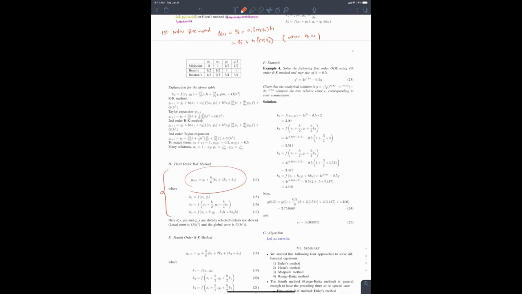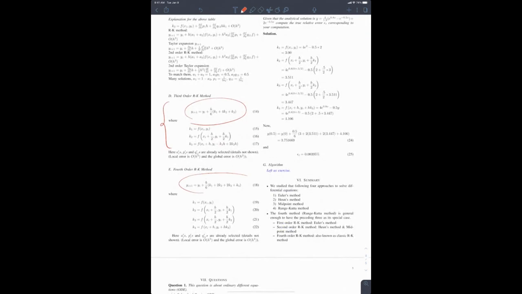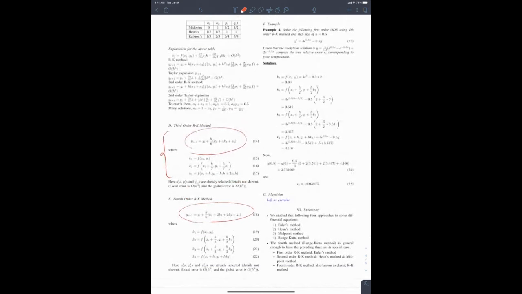y_{i+1} is y_i plus h by 6, k1 plus 4k2 plus k3, where k1, k2, and k3 are given in equations 15, 16, and 17. Same for the fourth order Runge-Kutta method, where you will have all four: k1, k2, k3, and k4. As you can see, there are many different scenarios, but it was all given. So at the end of the day, the third order comes down to this set of equations. That's all we need to know.